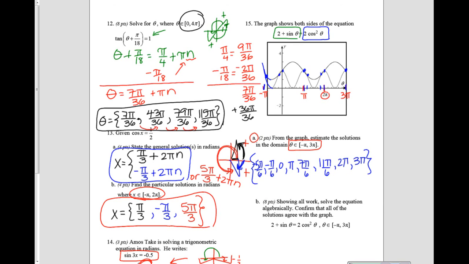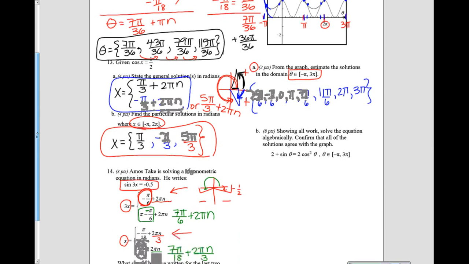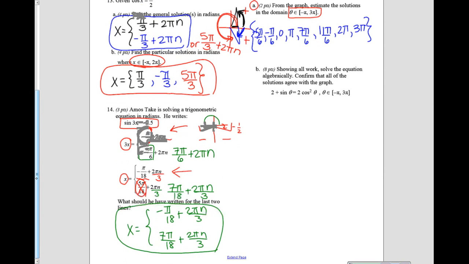All right, then in part B, now we're going to do the algebra, and I better come up with the same answers that I got in part A, because it's the same equation. If I'm trying to solve this, I have a quadratic. The problem is I have both sines and cosines in the equation.